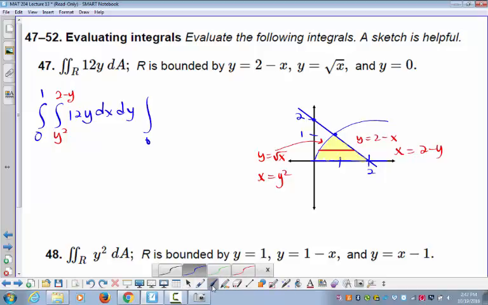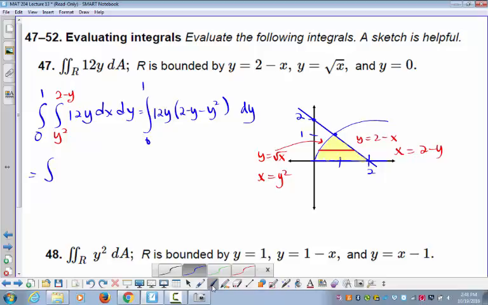So the outer integral is still 0 to 1, but we still have the 12y. But then the dx part is going to integrate to the upper limit minus the lower limit. So that helps us a little bit. Some of those little things pay off. And there should be an equal sign there.